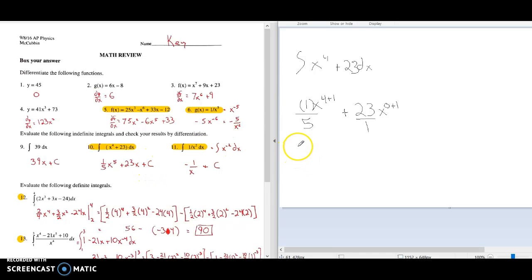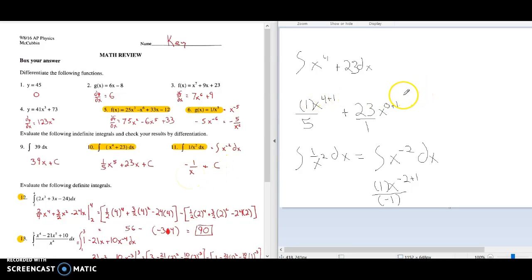Number 11, a little bit trickier because we have a fraction. It's much easier if you simplify the fraction to x to the minus 2 dx, and do the same process. So x to the minus 2 plus 1, we have a constant 1 out front, and then we're going to divide by our new number, which is minus 1. So divide by minus 1, and now our answer should be negative 1 over x, and then plus c.